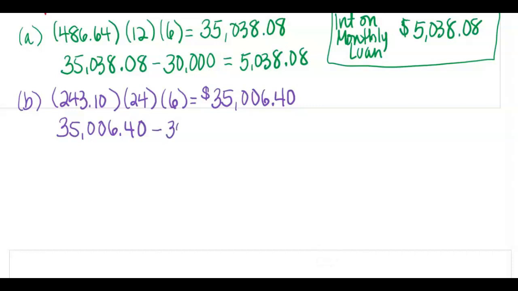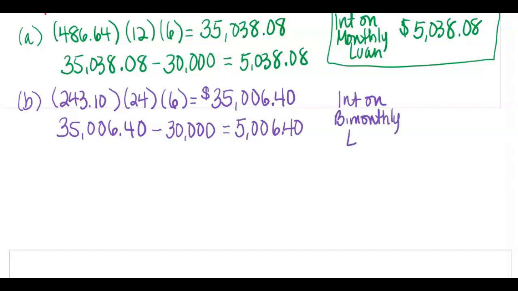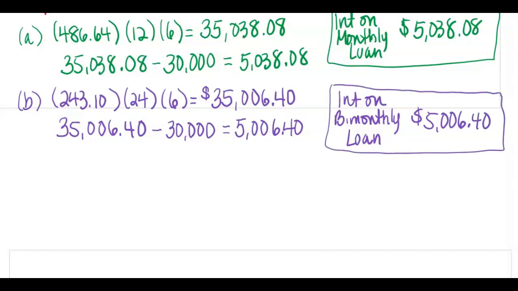So the total amount of payments was $35,006.40. We subtract out the actual loan amount, which was $30,000, which gives us interest paid of $5,006.40. So the interest on the bi-monthly loan was $5,006.40. Notice that you pay about $31.68 less on the bi-monthly loan than you do the monthly loan.